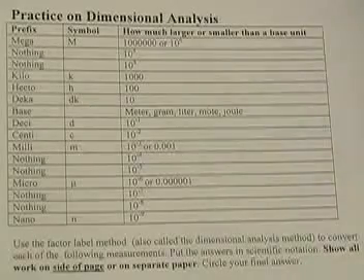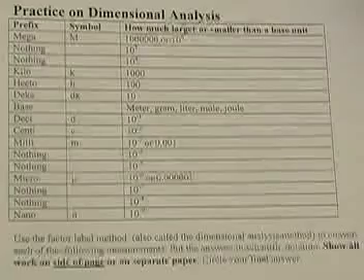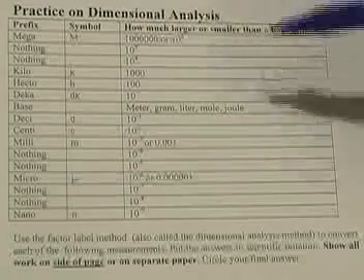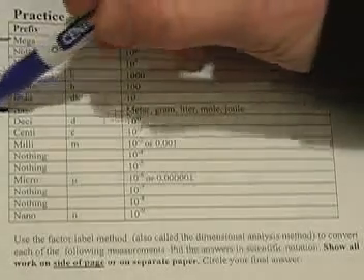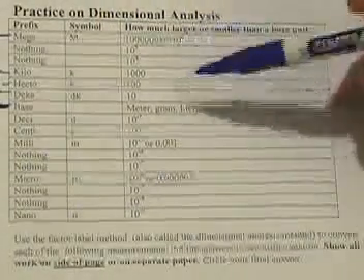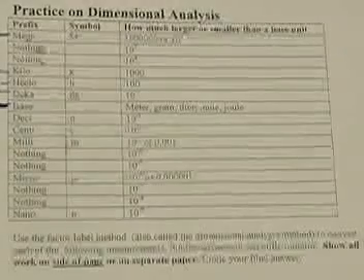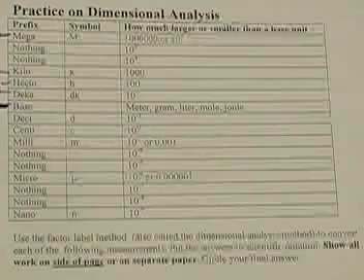Let's take a first look at the metric system listed on the top of the Practice on Dimensional Analysis worksheet. You can notice that the prefixes mega, kilo, hecto, deca, and then our base unit right here, deci, centi, milli, micro, and nano are all listed with their symbol and how much larger or smaller something is than a base unit. And we can use this to effectively work many of the problems on this worksheet.